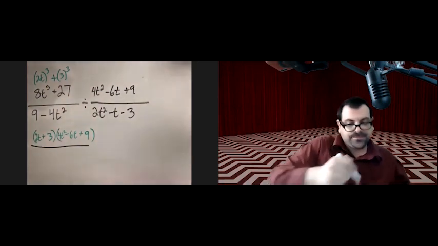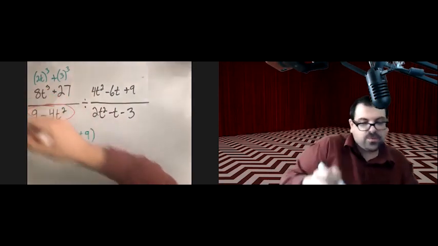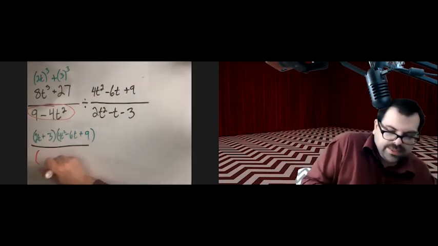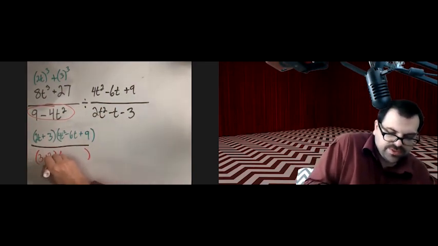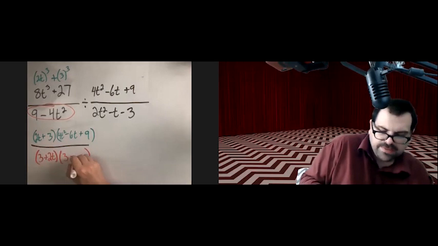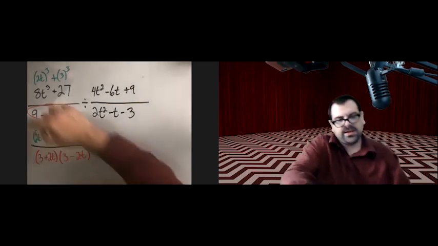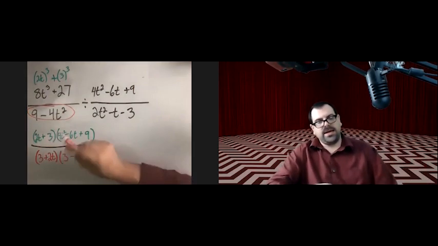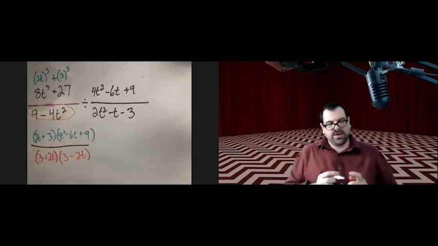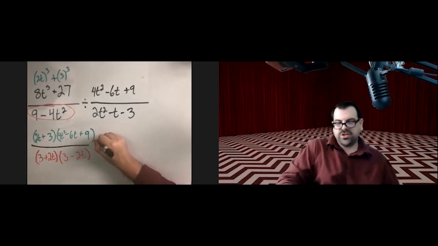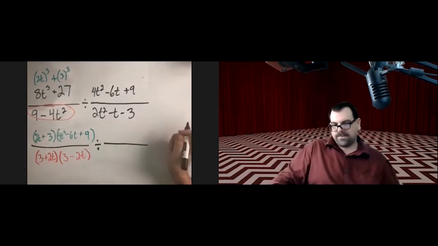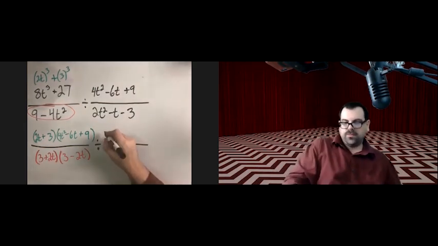Down here, the 9 minus 4t squared, that's a difference of squares. So we're going to have 3 plus 2t and 3 minus 2t, because that's 3 squared minus 2t squared. This is still a division problem. I already warned you that one's not going to factor.